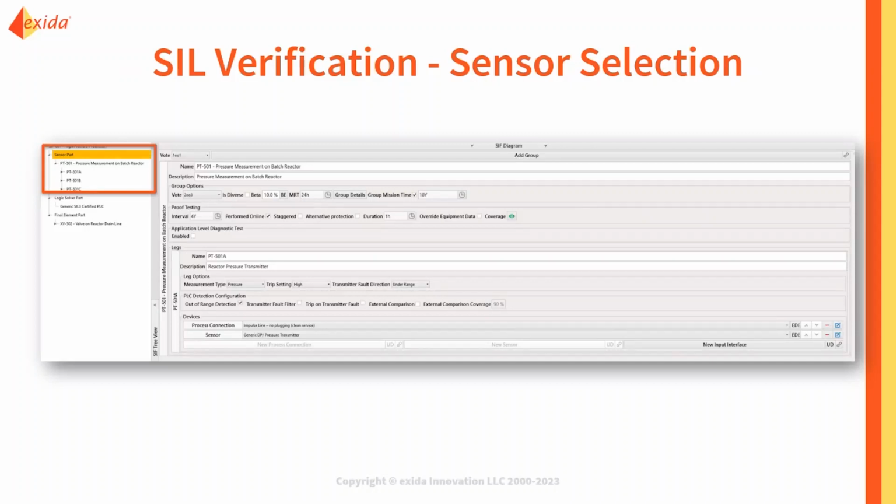So if my signal is out of range, does my PLC know? Can it do external comparison? And what happens if it is? Does my plant trip right away, or does it have a bit of a trip delay? Then you can specify the devices. Here I've chosen generic process connection and a generic pressure transmitter. And so that gives you an idea of all of the different parameters that we would consider for a sensor.